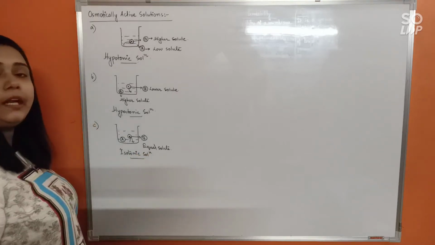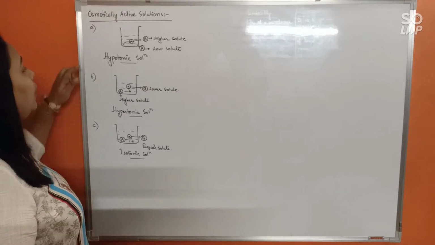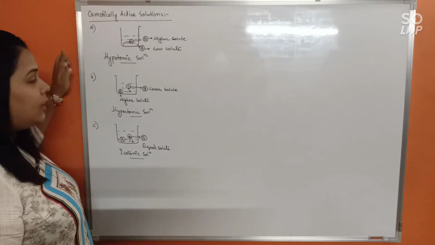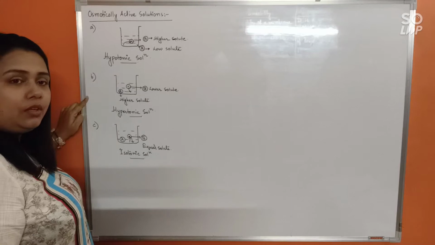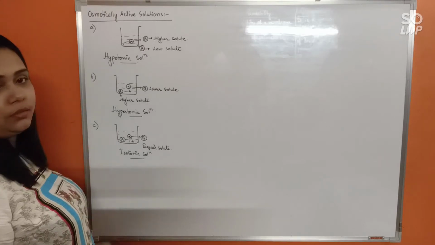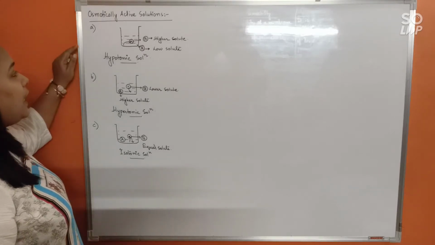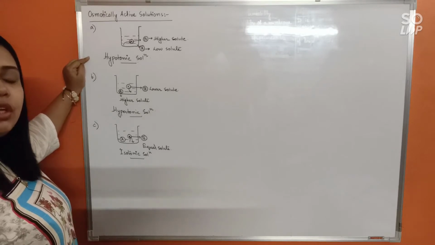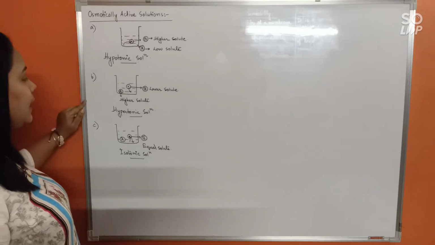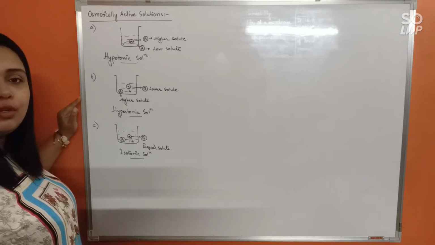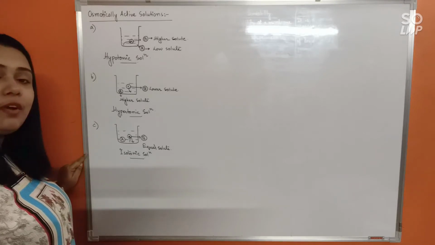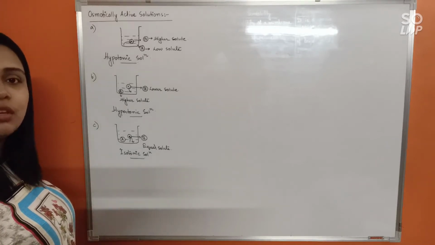I hope all of you are clear, right? So hypotonic solution, hypertonic solution and isotonic solution. And you know that for an animal cell in hypotonic solution, it would swell and burst. In case of hypertonic, it would undergo shrinkage. And in case of isotonic, there will be no change, right?